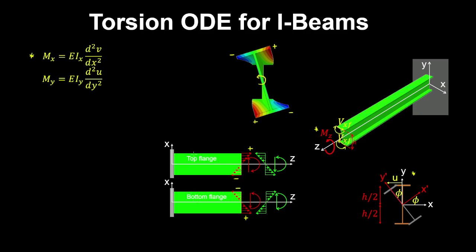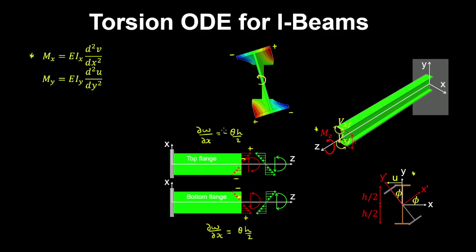Well, we can see a plan view here. So remember that our warping rotation was clockwise on the top of the flange, so it was minus the rate of twist by the height of the web on 2. And similarly over here, you had an anti-clockwise warping rotation. So anti-clockwise being positive.